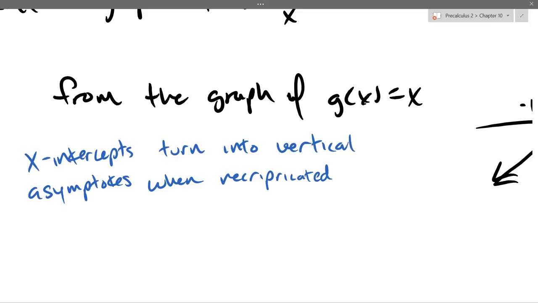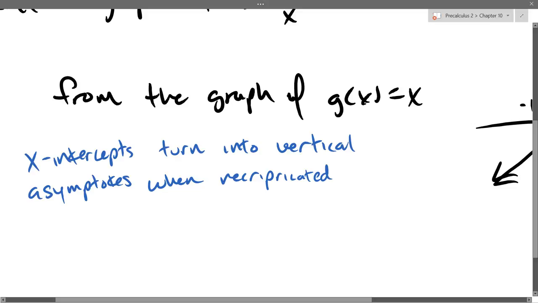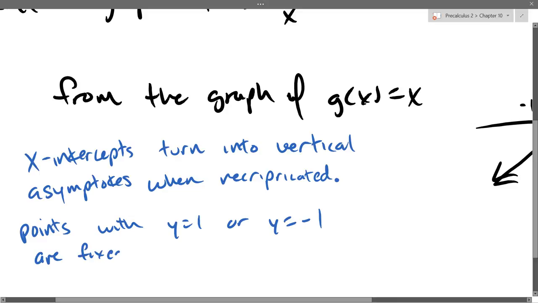So reciprocated. All right, so if you take your y equals 0 coordinate before you reciprocate, you're going to divide by 0 and have undefined. There are some other nice points we saw. The easy points to think about, when y is 1 or negative 1, they don't move. So I'm going to write that down too. Points with either y equals 1 or y equals negative 1 are stationary, or fixed. They don't move.